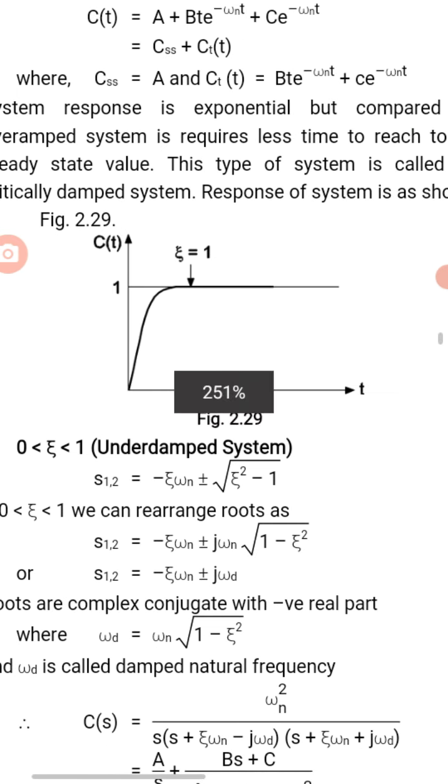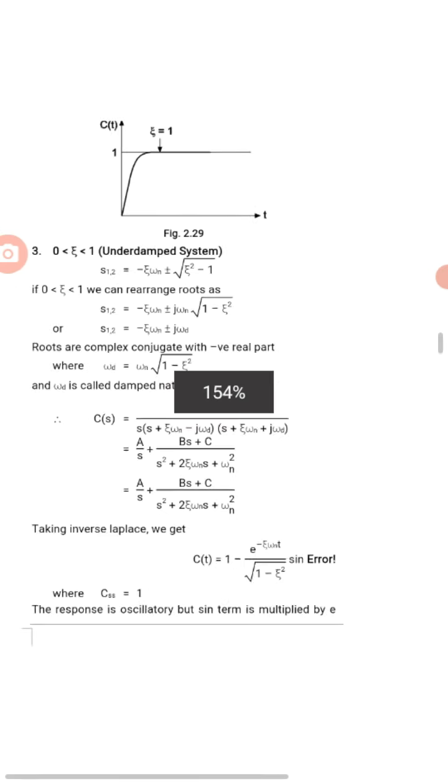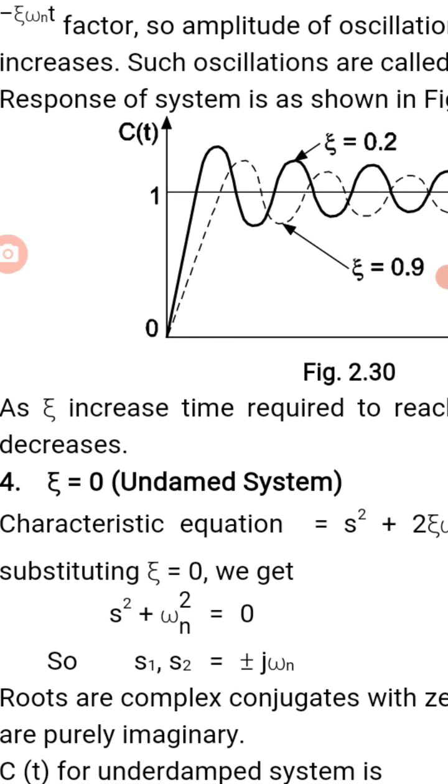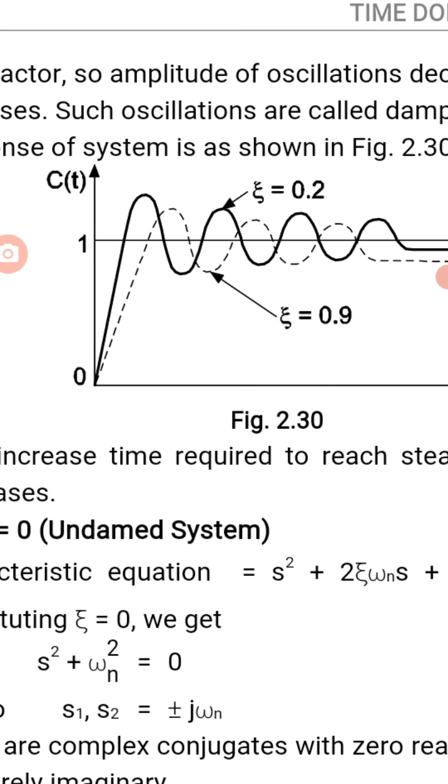Now if it is an underdamped system, how will the oscillations be? If we solve this equation, the oscillations will be like figure 2.30.